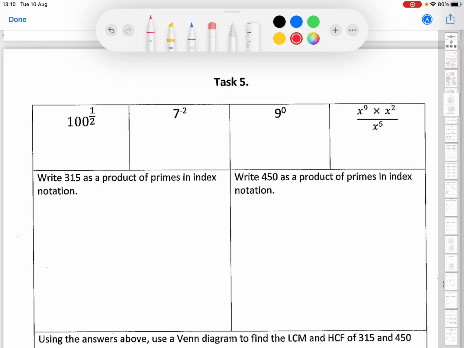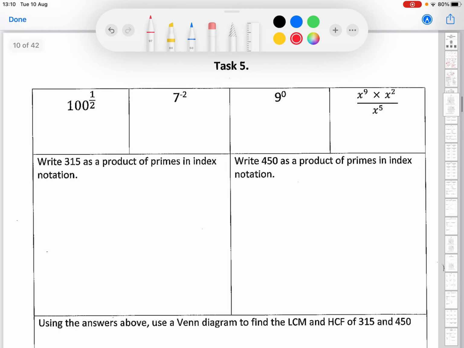Okay, I'm going to go through the answers to task 5 and 6. So this is a mixture of the first two skill sets. We've got the first one, 100 to the power of a half. Anything to the power of a half is a square root, so the square root of 100 is 10.